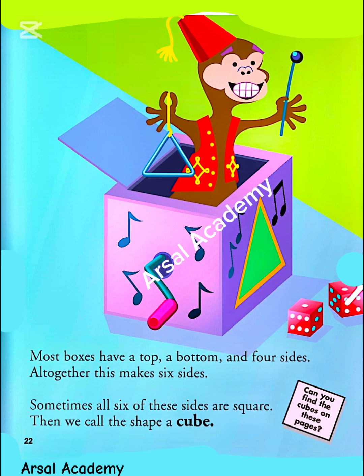Most boxes have a top, a bottom, and four sides. Altogether, this makes 6 sides. Sometimes all 6 of these sides are square. Then we call the shape a cube. Can you find the cubes on these pages?